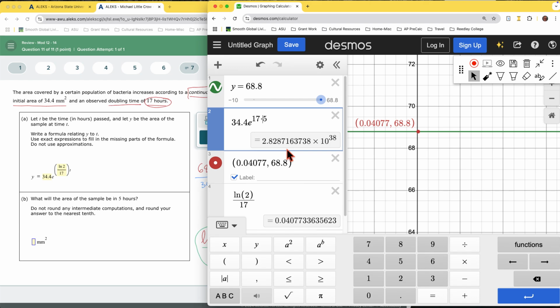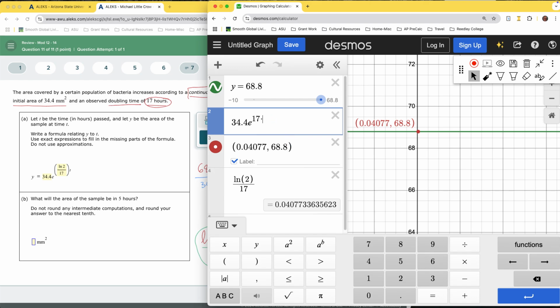What will the area of the sample be in 5 hours? Oh, no, no. Okay, I see what I did wrong. The 17 is 17 hours. I want to put the 5 in for the number of hours. So I got to change this a little bit. That's where I was thinking.